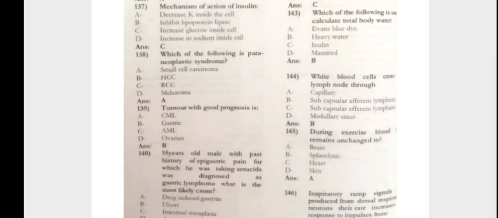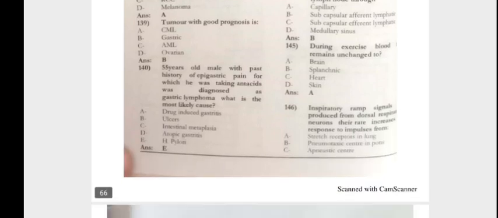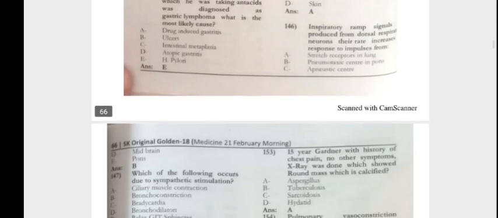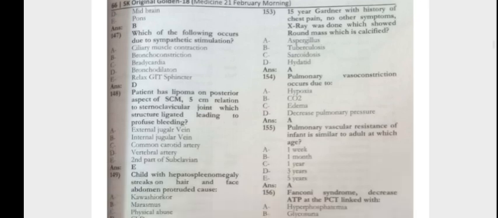White blood cells enter the lymph node through subcapsular afferent lymphatics. During excessive blood loss, blood flow remains unchanged to the brain. Inspiratory ramp signal is produced from the dorsal respiratory neurons. The rate increases in response to impulses from the pneumotaxic center in the pons. Which of the following occurs due to sympathetic stimulation? That is bronchodilation.